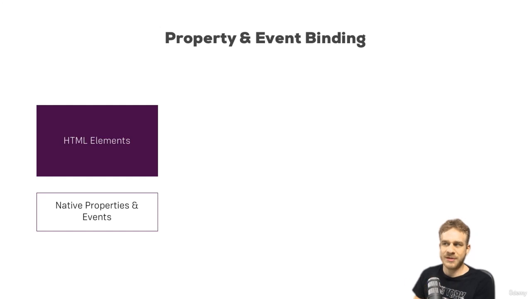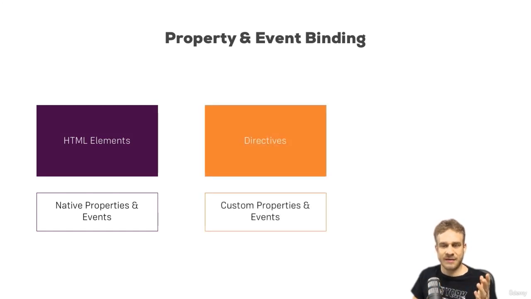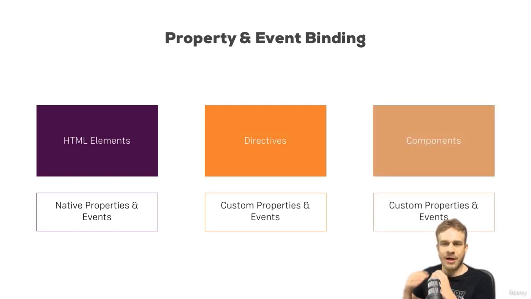We can use property and event binding not only on HTML elements and their native properties and events, as we did thus far. We can also use it on directives. And we also did this with ngClass and ngStyle, there we used property binding. But, and that is important, we can also use it on our own components and bind to our own custom properties and custom events. We can emit our own events. That is what I'll dive into in the next lecture, starting with custom property binding.